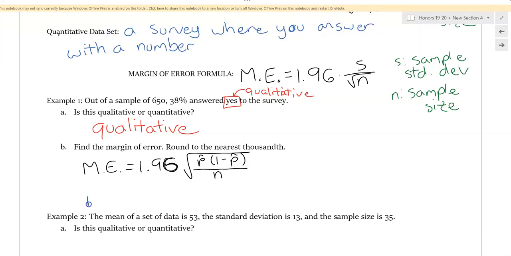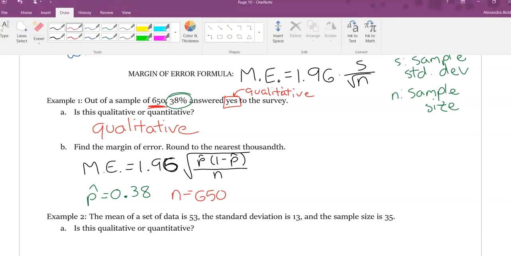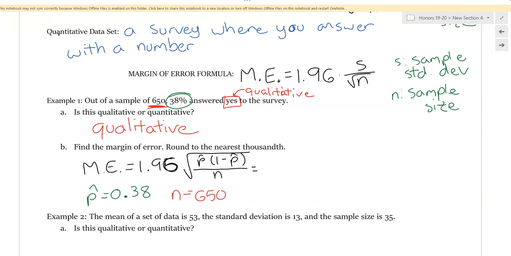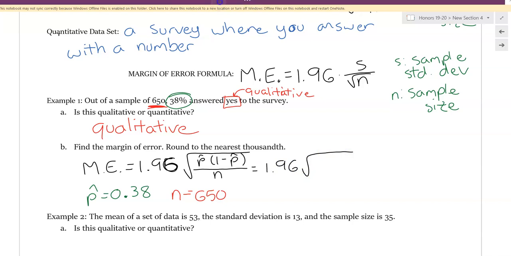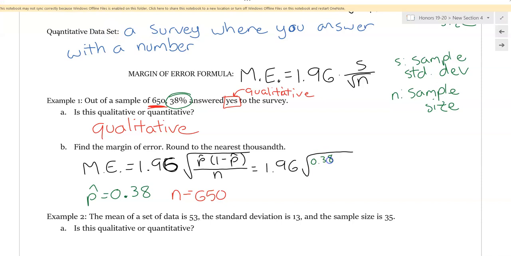So I need to know what p hat is. Well, that's my proportion. This tells me 38% answered yes, so p hat is going to be 0.38. Make sure you put it into decimal. You cannot just leave it as 38%. And n is our sample size. There was a sample of 650 people. Which equals, well, p hat is 0.38, and then we have 1 minus our p hat, all over our n. Our n is 650.